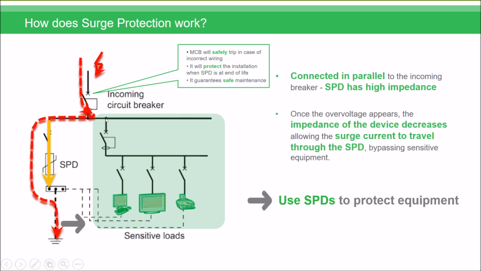So you use the surge protection device to protect all of your equipment. And the way that this is set up and arranged, you'll have a miniature circuit breaker upstream of the surge protection device, and that will trip if, for example, it's connected incorrectly. It will also provide protection when the surge protection device is at the end of life, and for maintenance purposes, it gives you that safety to remove the surge protection device and replace the cartridge as well.